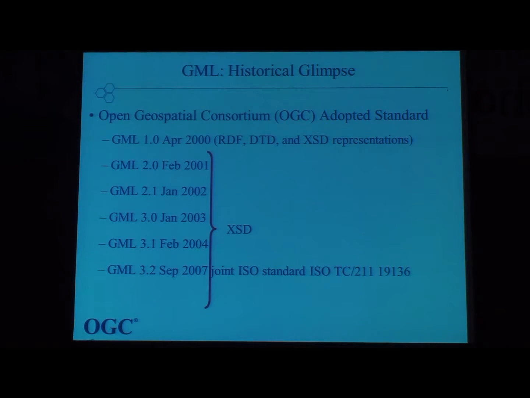GML version 3.2 was a joint ISO standard and named ISO 19136. This was an important benchmark for the development of GML. And it took a few more years, as you see, to get to the current GML 3.2 version. Now, GML 3.3 has also been developed, but these are extensions to GML 3.2. So GML 3.3 exists only with GML 3.2. Basically, GML 3.3 imports GML 3.2 and must use GML 3.2.